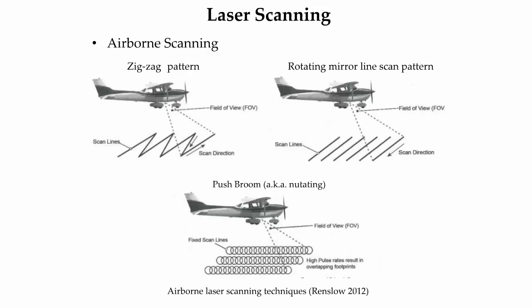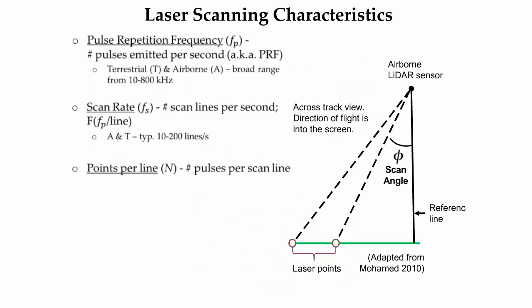LiDAR scanning manufacturers employ different scanning techniques depending on the rotating or oscillating mechanism used. The figures show the major airborne laser scanning patterns, including zigzag, linear, and nutating. Each LiDAR system manufacturer uses slightly different terminology for the various laser scanning characteristics. After defining the major terms, we'll look at 2 examples of LiDAR acquisition software. One for the airborne case and one for the terrestrial case.